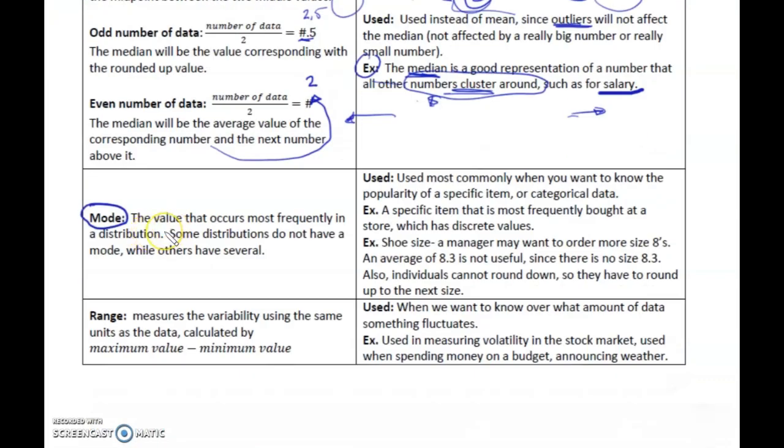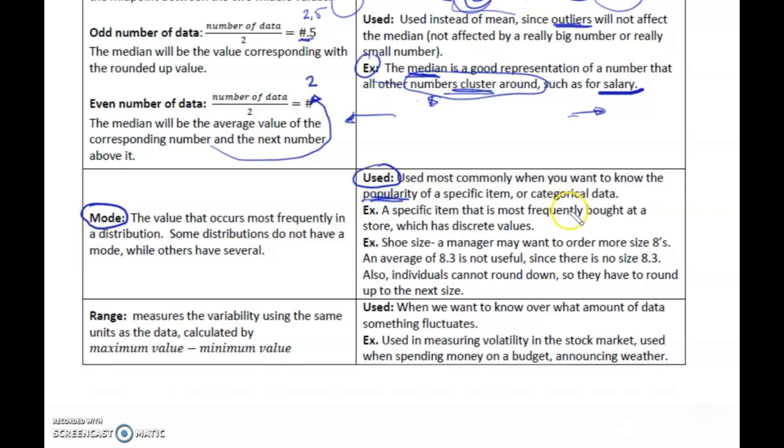Okay, now the mode is the value that occurs most frequently in a distribution. Some distributions do not have a mode, and other distributions have several modes. So it's okay to say no mode, and it's okay to list maybe 2 or 3 or even more for mode. Okay, when is this used? This is most commonly used when you want to know the popularity of a specific item.